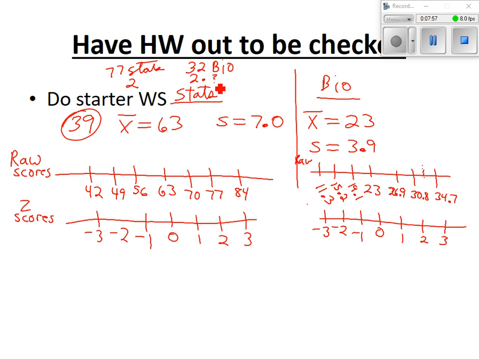Which one did you do better on then? Biology. You did a little better on the biology. All right, so you can actually compare them. But when we're looking at them in the raw scores, you can't really compare them. You can't say, oh, I did much better on the biology, because it just doesn't make sense. So that's why we use Z-scores.